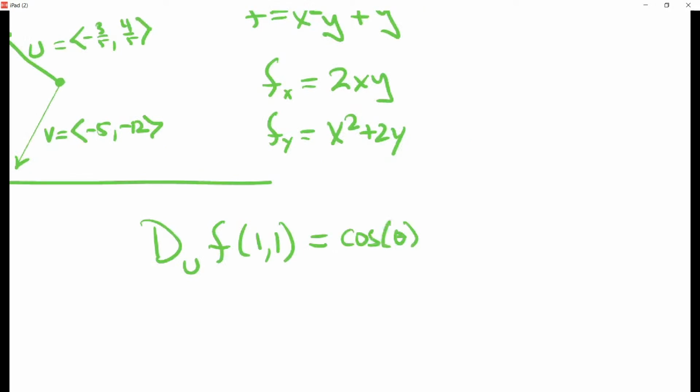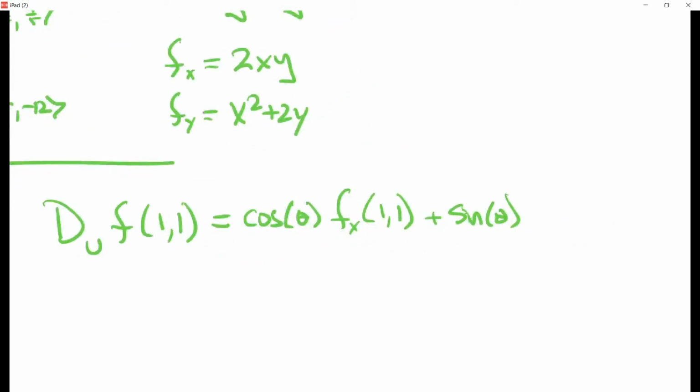Now, d sub u of f at 1, 1 is going to be the cosine of the angle, we'll get to that in a minute, times f sub x evaluated at 1, 1 plus the sine of the angle, once again, defer for a minute, times f sub y evaluated at 1, 1.